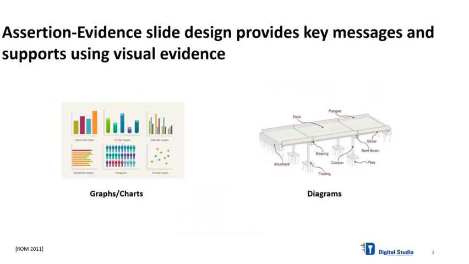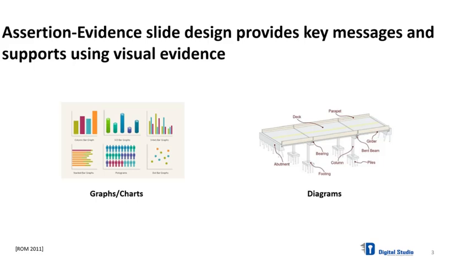So assertion evidence slide design provides key messages and supports using visual evidence. So in this specific slide, the assertion or the key message that you're trying to get across is that assertion evidence provides key messages. So that top line is the assertion, and below that we have two sets of visual evidence, the graphs and charts and the diagrams.